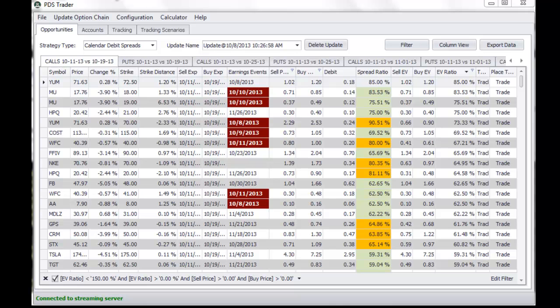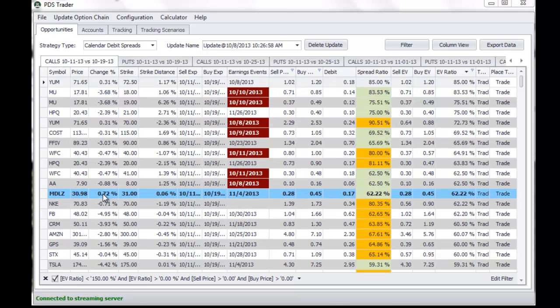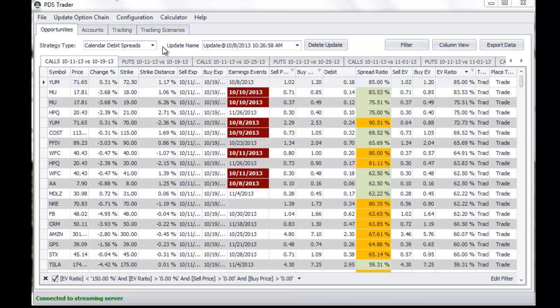So we're going to look at debit calendar spreads today. One thing about PDS Trader is that it's designed to do almost everything for you. It's designed to find the best opportunities very quickly, and to allow you to trade those opportunities very quickly, so you don't spend a lot of time creating the orders. I mean, placing some of these orders in other trading platforms is just horrendous. We try and do that with a 2-click process. But finding the opportunities is just as important.